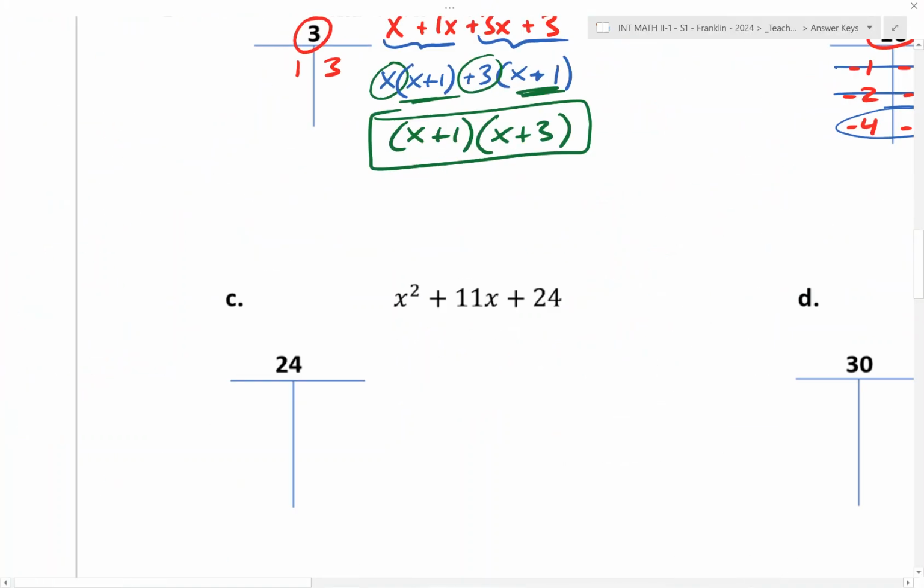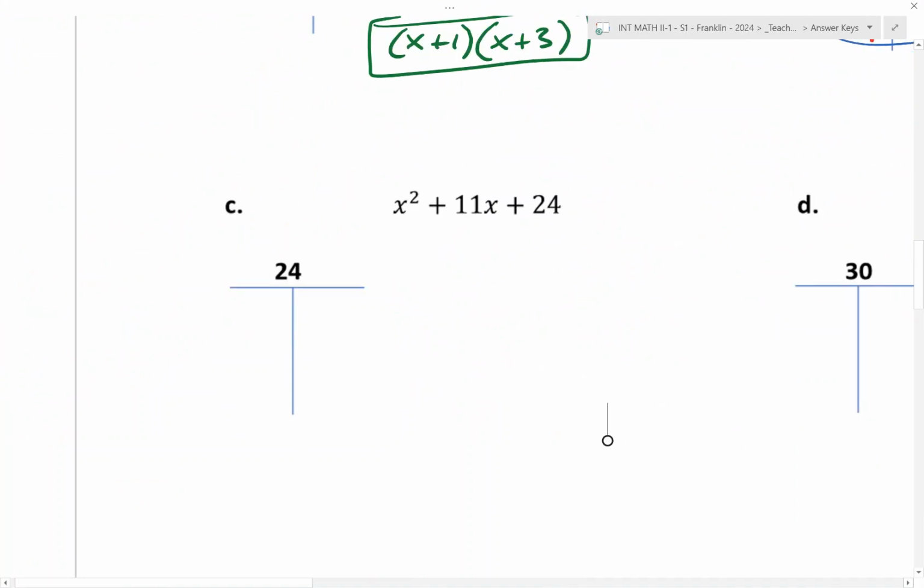Okay, let's go on to the next one. x squared plus 11x plus 24. Again, our leading coefficient's 1. So we're multiplying to AC, which is 24, adding to 11.